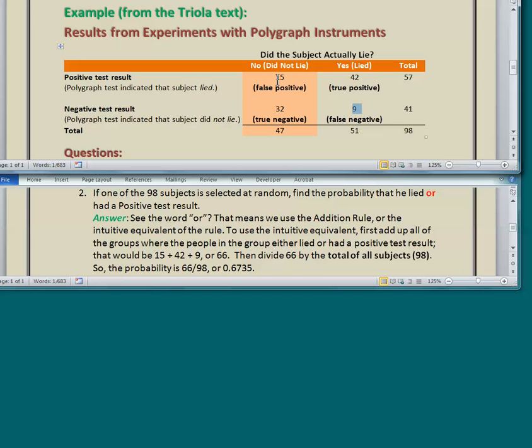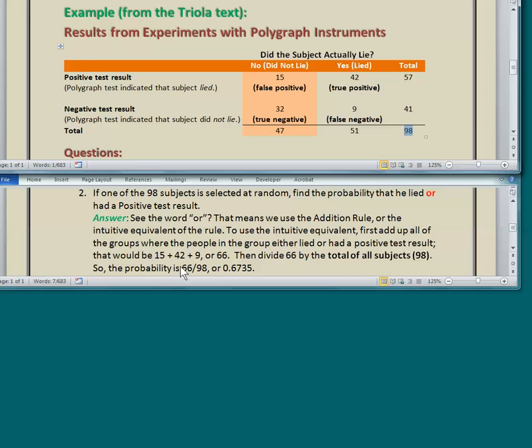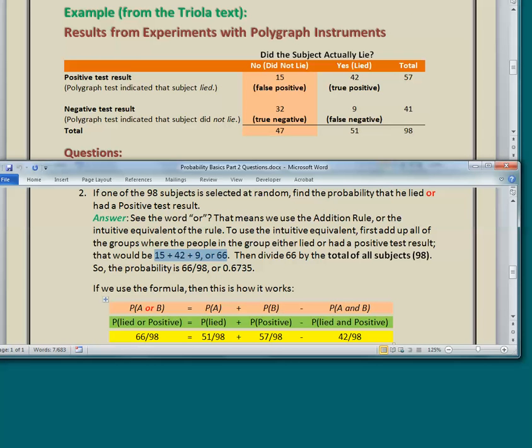So we've included this 15, this 42, and this 9, because each of those groups either lied or had a positive test result. So when we add them up, we get 66. So that is our numerator. We divide 66 by the total of all subjects. That's this 98 right here. That probability is 66 divided by 98, or 0.6735.